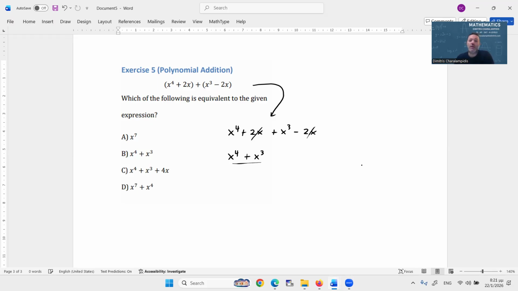So that is all. X to the power 4 plus x to the power 3, which makes it obviously the right choice for us in this exercise.